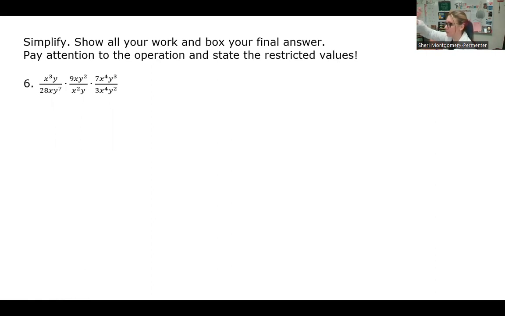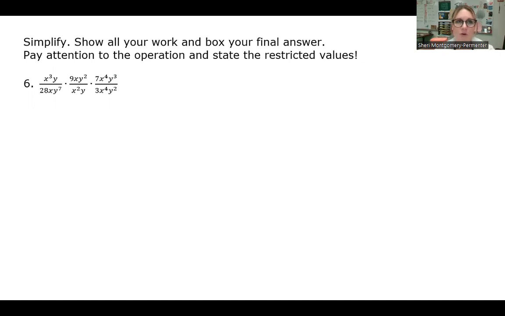You can simplify, then multiply. You can simplify some, then multiply, then simplify again. It doesn't matter as long as you get the right answer. So what I like to do is first just look and see if I can simplify any of the coefficients, because that makes things a little easier.